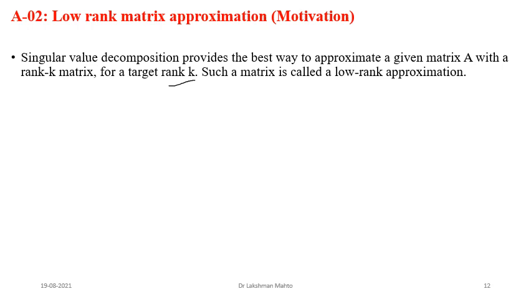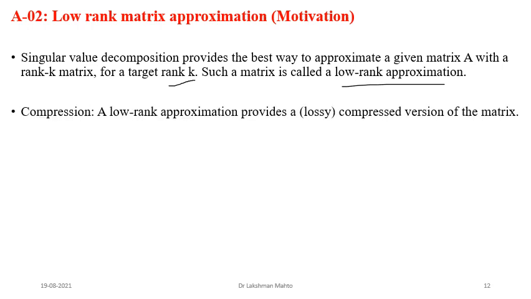Okay, such a matrix we are calling Lorentz approximation. So what are the applications of this one? It has the simplest application that we had already seen, compression, or image compression. In case of an image, a Lorentz matrix provides a lossy or compressed version of the matrix.